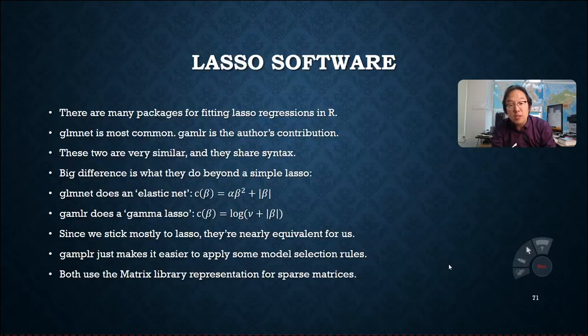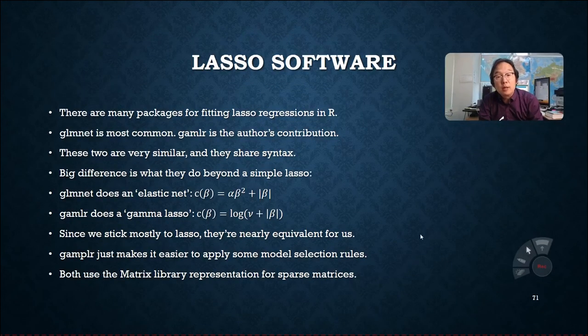Next page, LASSO software. The textbook author, Matt Taddy, developed his own code, and you can use that. And there are many packages fitting LASSO regressions in R. GLMNet is most common. GAMLR is the author's contribution. These two are very similar, and they share syntax, but the difference is what they do beyond the simple LASSO. GLMNet does an elastic net, and GAMLR does gamma LASSO.